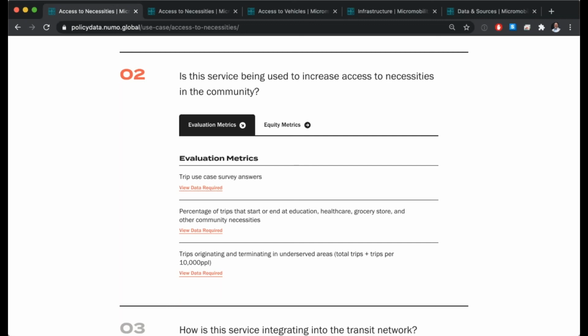Trip case use answers, survey answers, the percentage of trips that start and end at education, healthcare, grocery store, or other community necessities, or trips originating and terminating in underserved areas that's been normalized by both the total trips and the total trips per 10,000 people. And so that is the way that the tabs work, to provide a set of evaluation metrics, which is the primary measure of the broad question that is being asked.